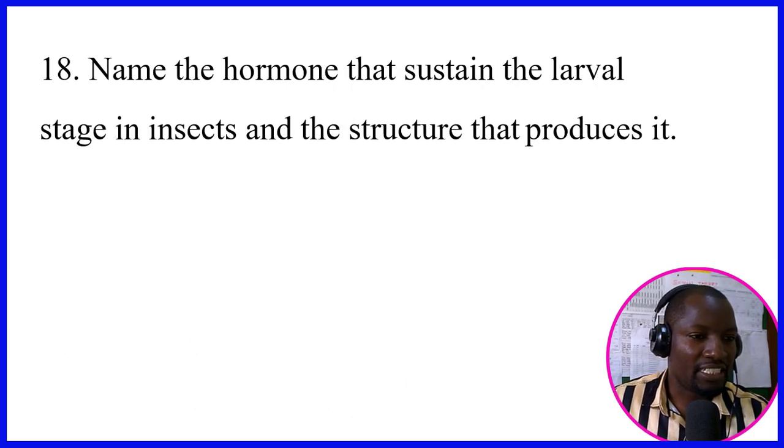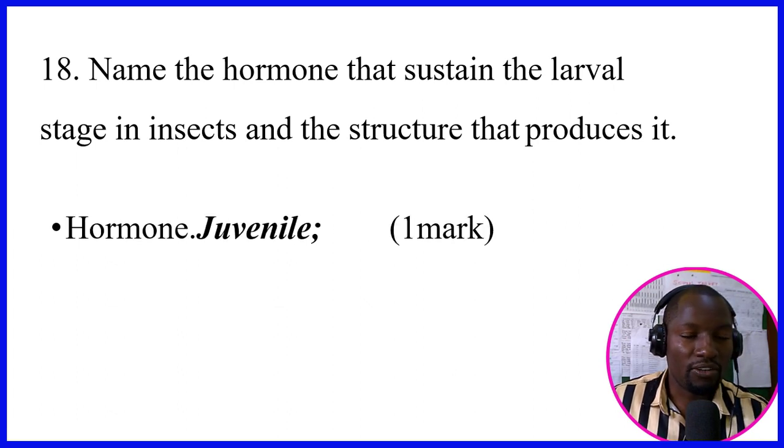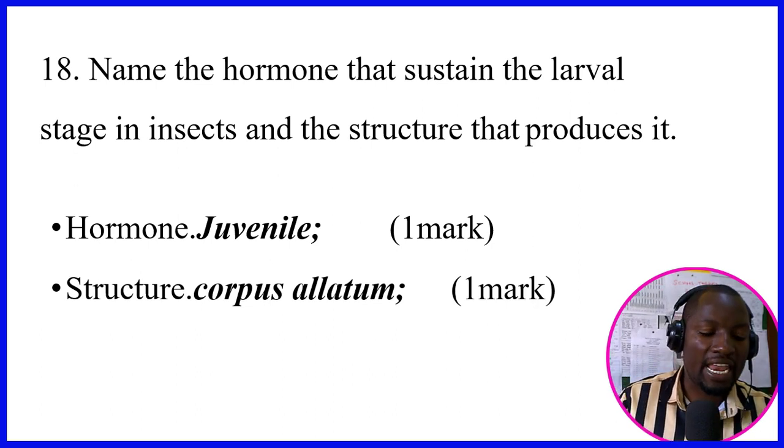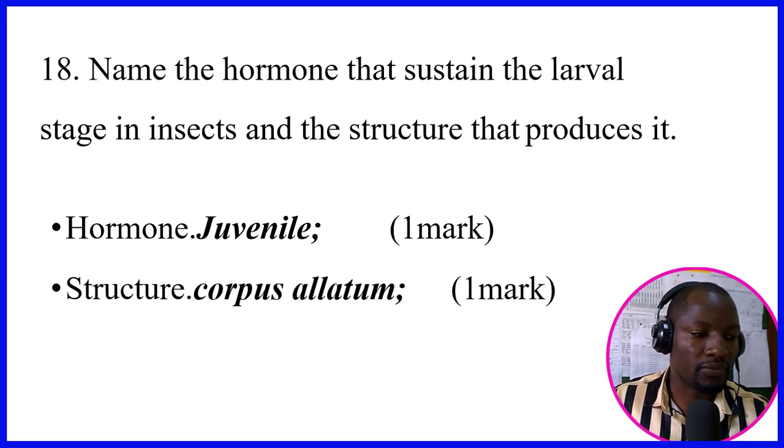Name the hormone that sustains the larval stage in an insect and the structure that produces it. The hormone is called juvenile hormone and it's produced by a structure known as the corpus allatum.